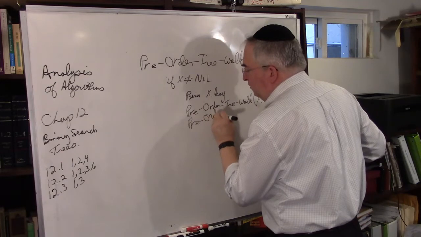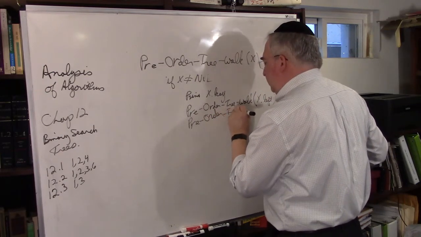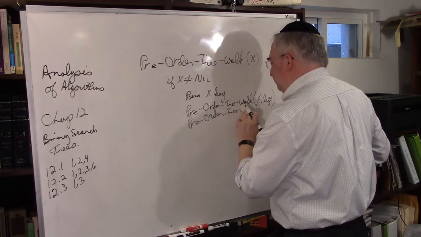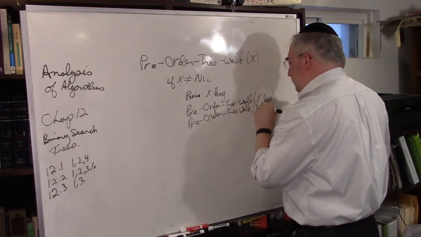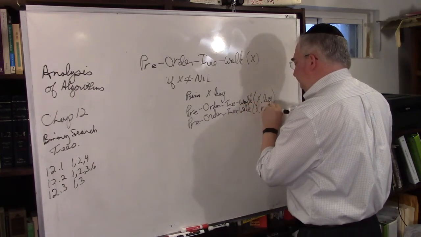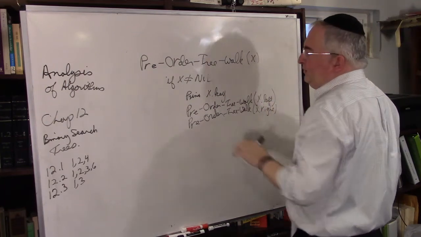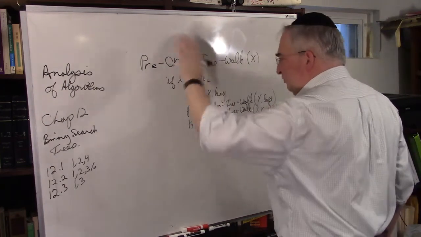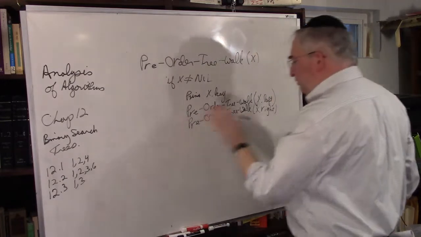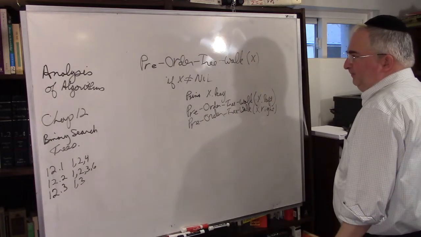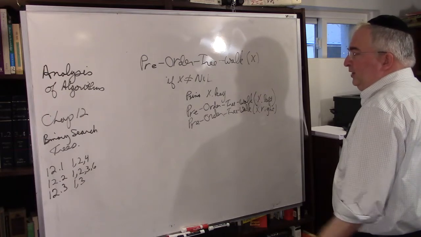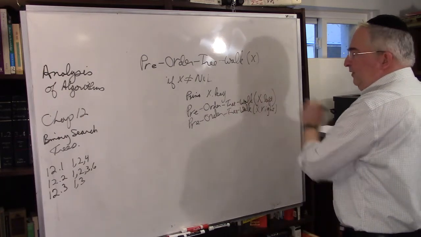Pre-order tree walk x dot right. So first print the root, then print what's over here, then print what's over here. That's a pre-order tree walk. Good. Recursive, you see the recursion right here.